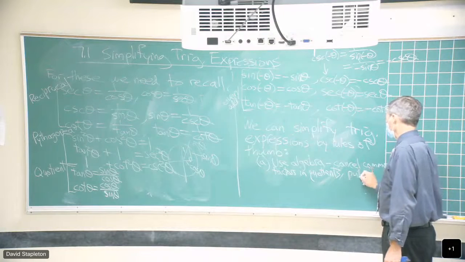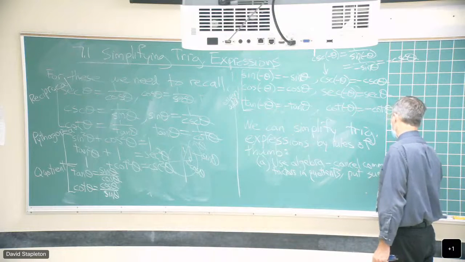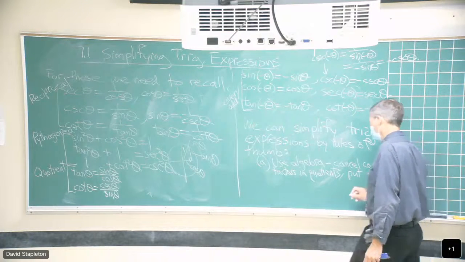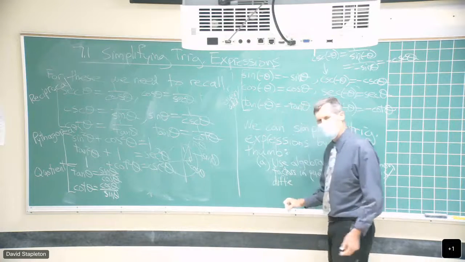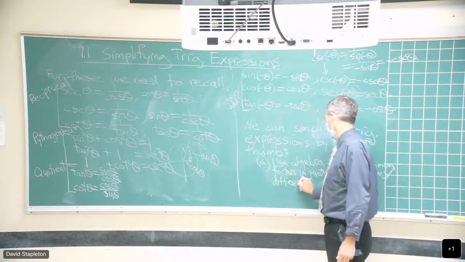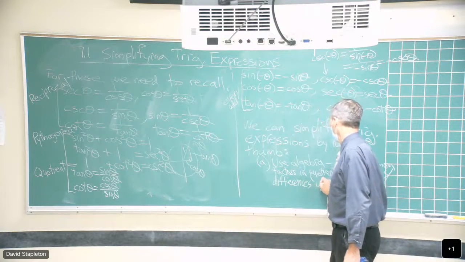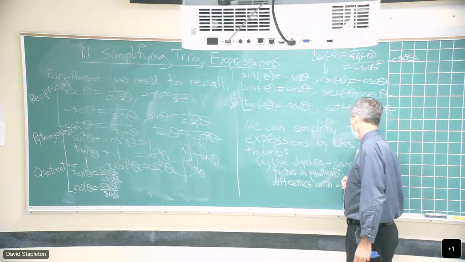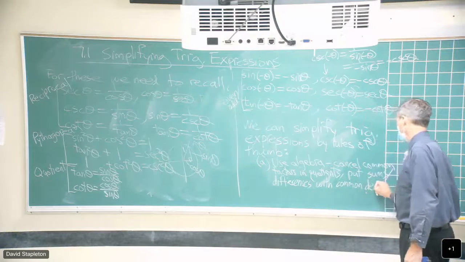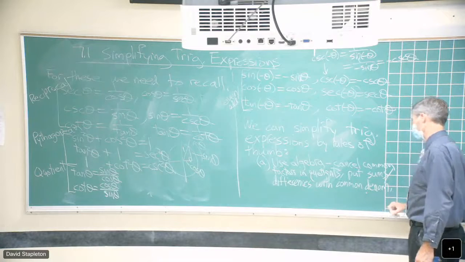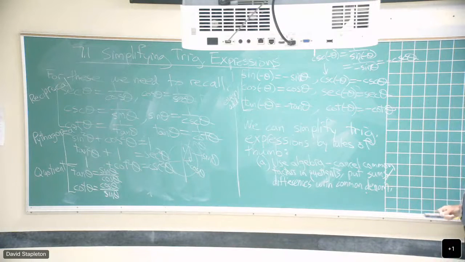Put sums of quotients over a common denominator. Sums or differences over a common denominator. It's just now there's sums or differences, so it'll be of trig functions. I'll abbreviate denominator here at the bottom of the quotient. And other things too.